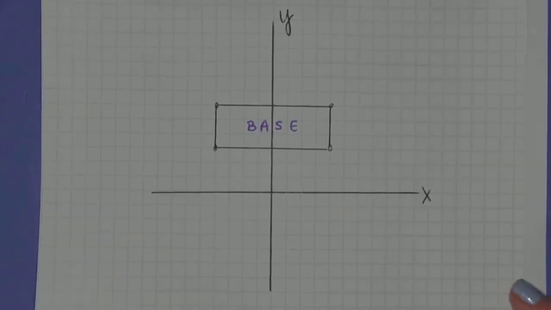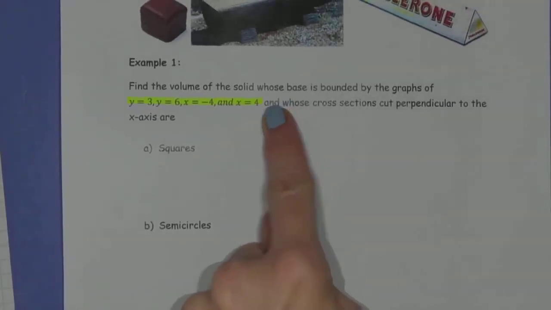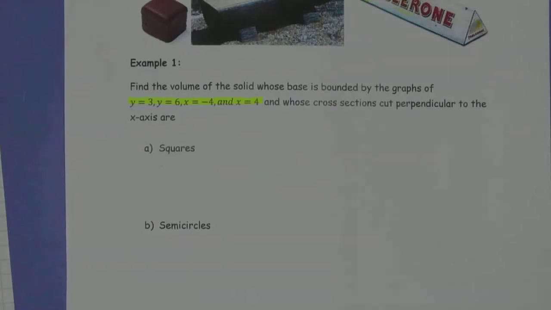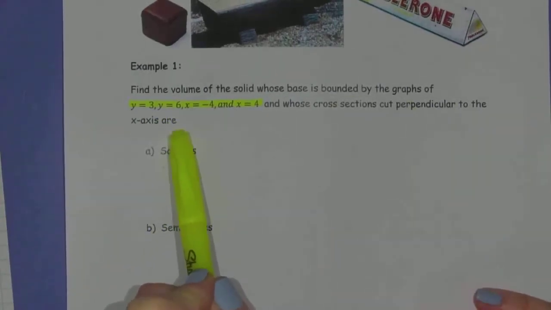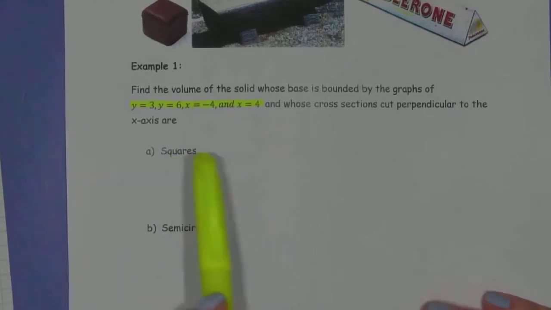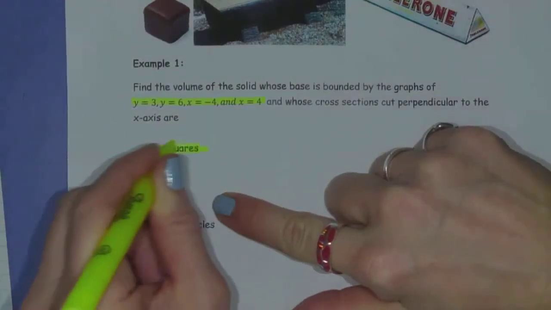Now, let's keep reading the problem to see what they say next. Then they go on to say, so here's your base, and whose cross sections cut perpendicular to the x-axis are, and then they start in with different cross sections. So we're going to start with letter A. So when the cross sections are squares.